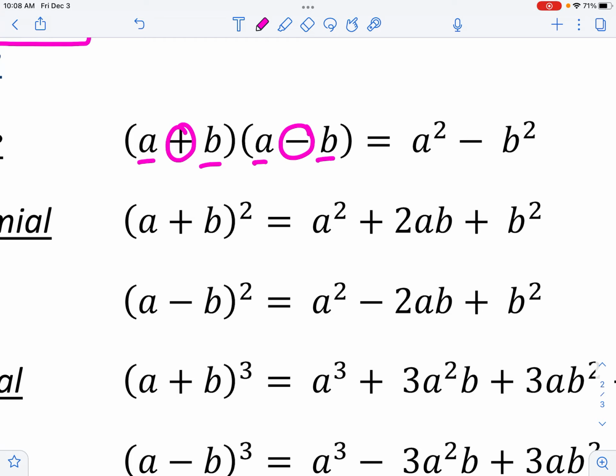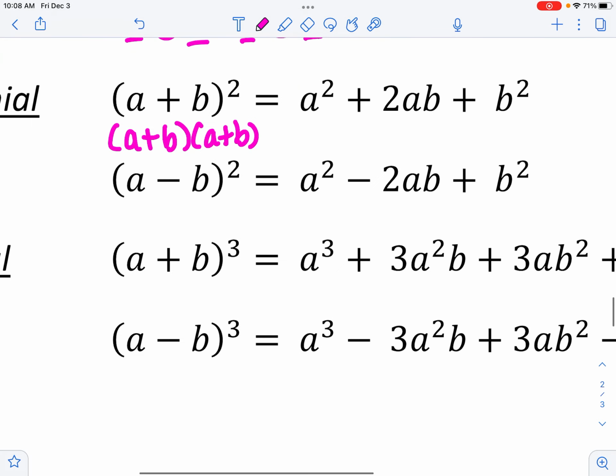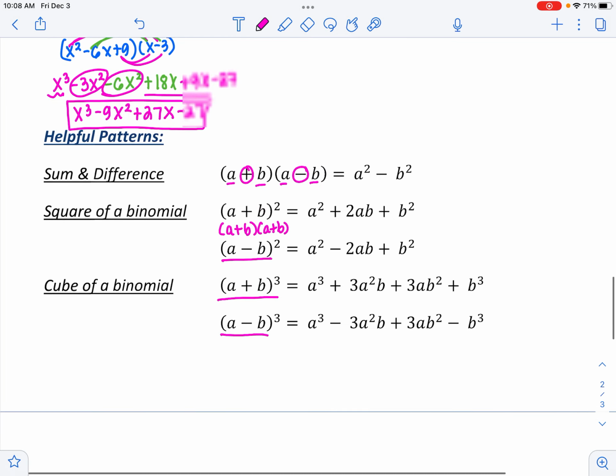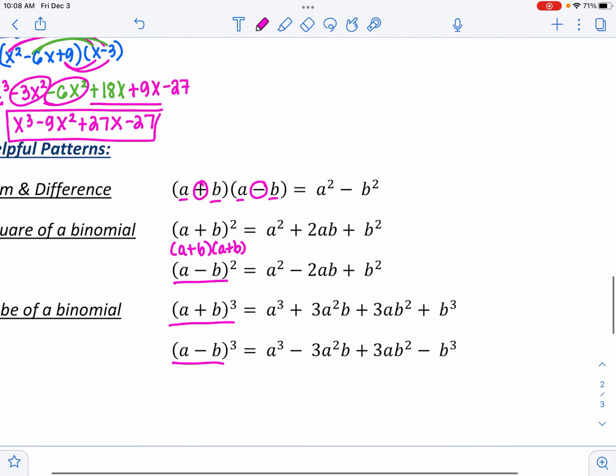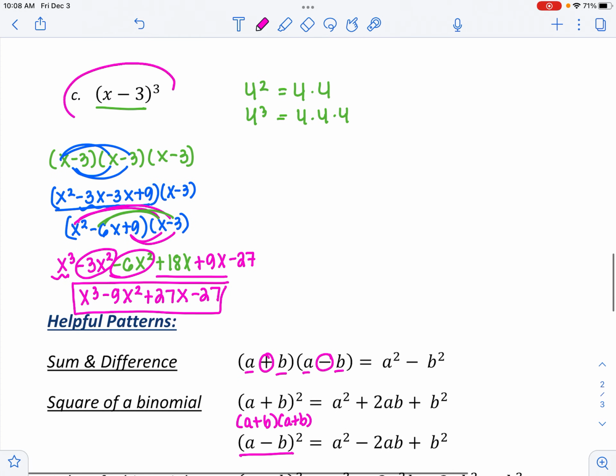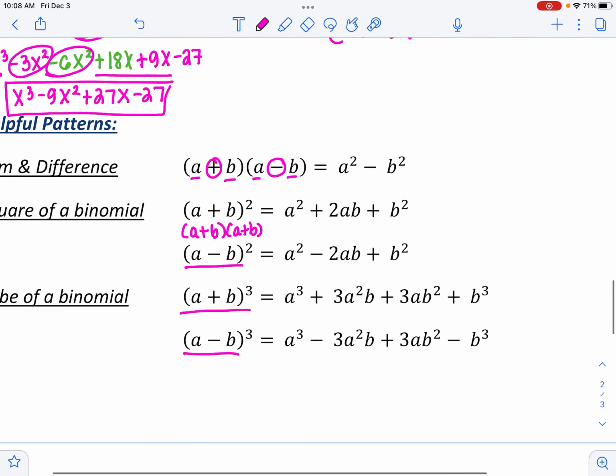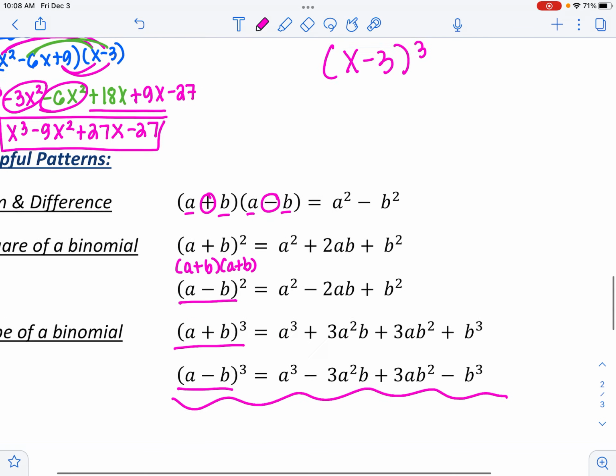What I would just remember is that if you have a plus b squared, you have to do a plus b times a plus b. And that way you'll get this pattern here. This you have to do a minus b times a minus b. You have to do a plus b times a plus b times a plus b. A minus b times a minus b times a minus b. It's saying that there's a special pattern here because if you notice, to go from this x minus 3 cubed to the answer, you could have this special pattern memorized here.